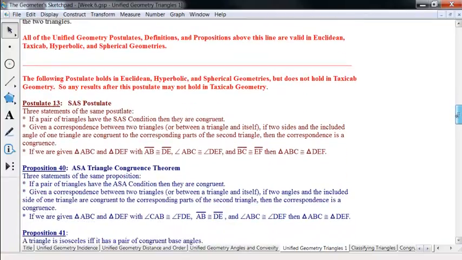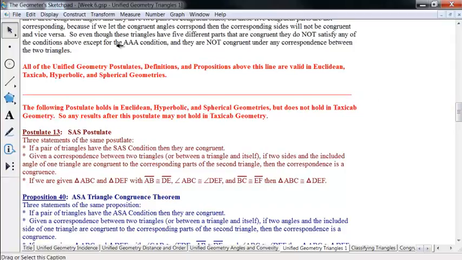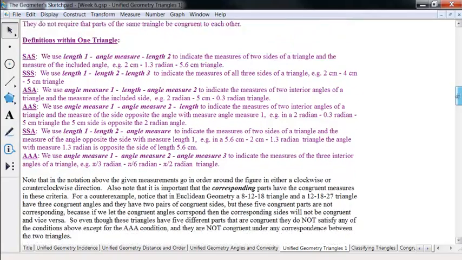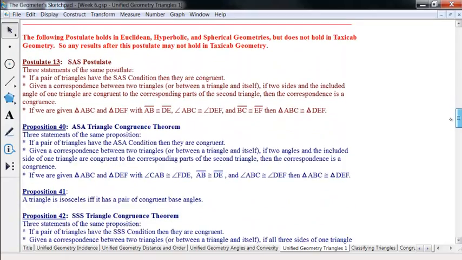Alright, now let's get into the new stuff here. Everything above this red line is going to work in Euclidean, taxicab, hyperbolic, and spherical geometries. But one of the things that we found in our investigations is that none of these congruence criteria here are going to work in taxicab geometry. So that's one thing that taxicab geometry has that's very different than the others.